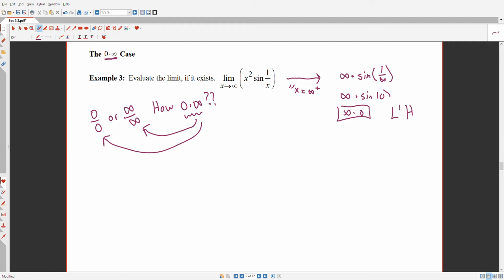One way we can do this for this example is, now I'll switch to my ugly red marker, before I even try any L'Hopital business, I could rewrite this limit. That x squared out front, I could write as 1 over x squared.